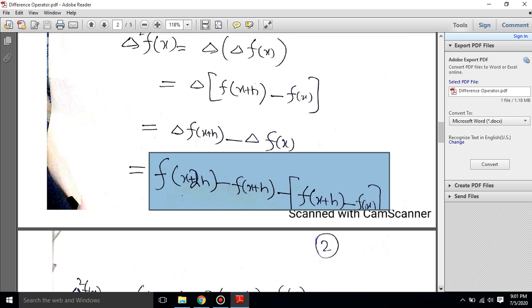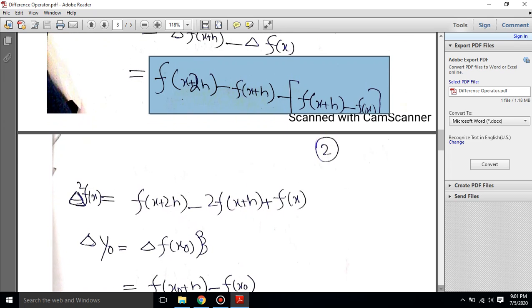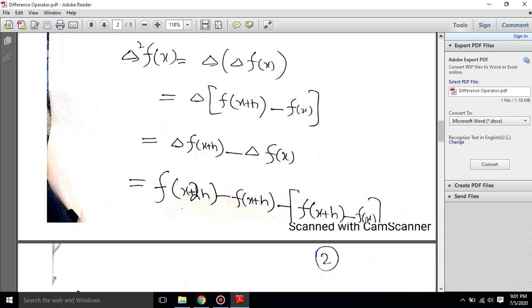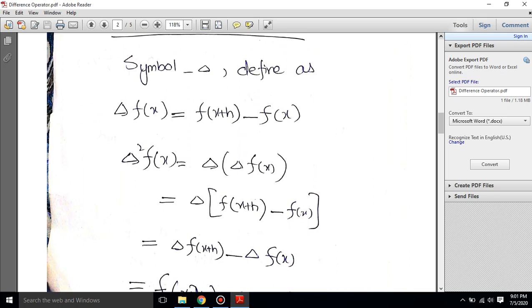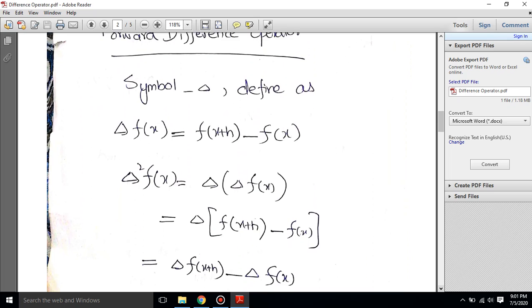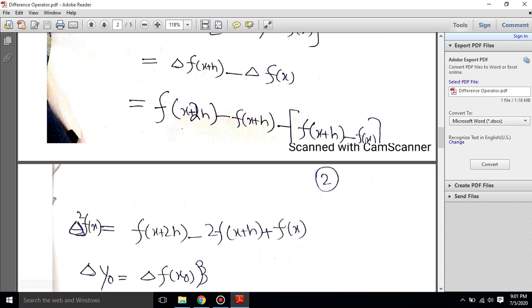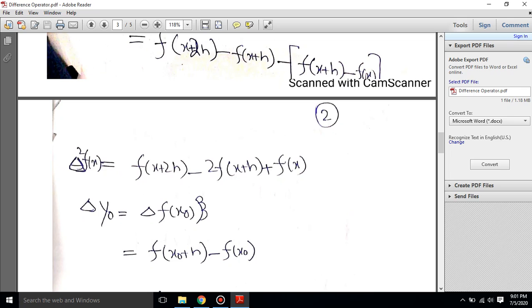Moving further, we will discuss how to apply this forward difference operator to our function f(x). Now we are taking this operator as a square and implementing it on our function f(x), which will be equal to f(x + 2h) − 2f(x + h) + f(x). And when we want to apply it on our y parameter, y value, that will be equal to the forward difference operator.